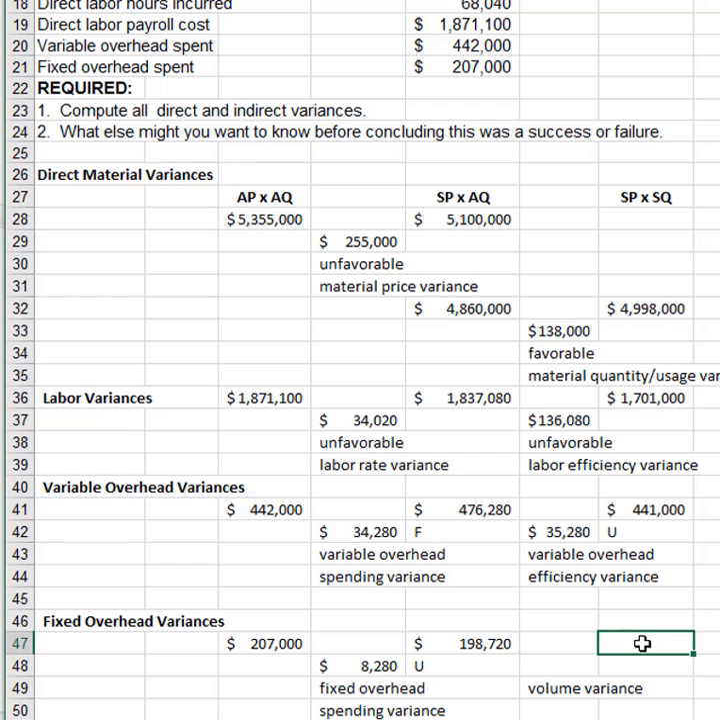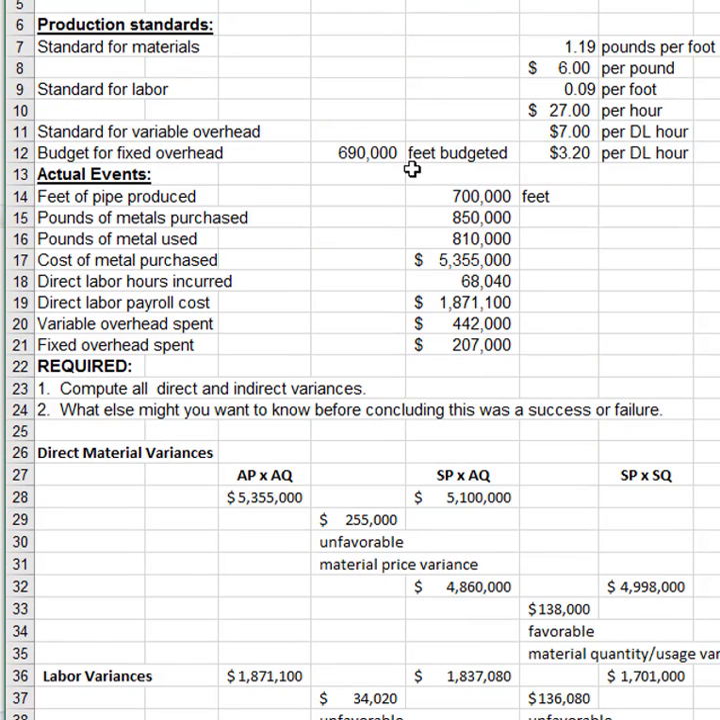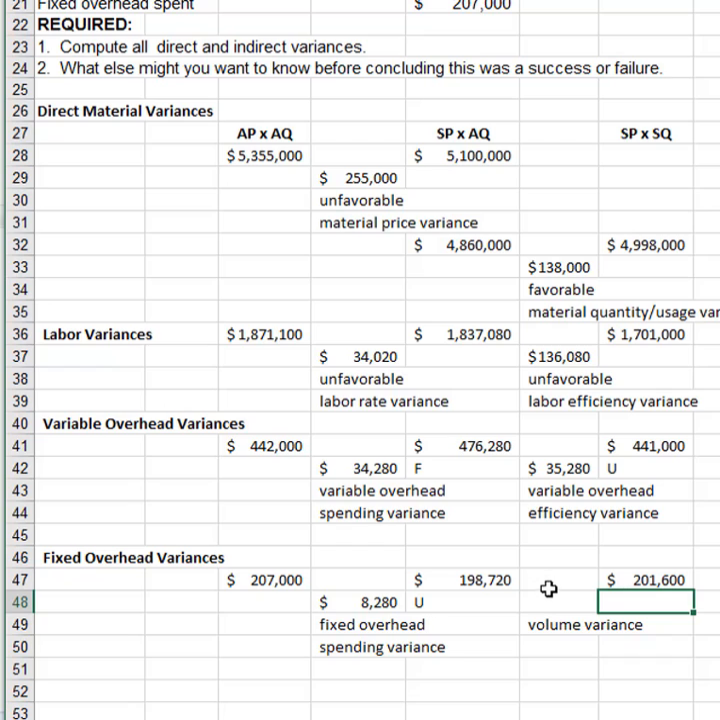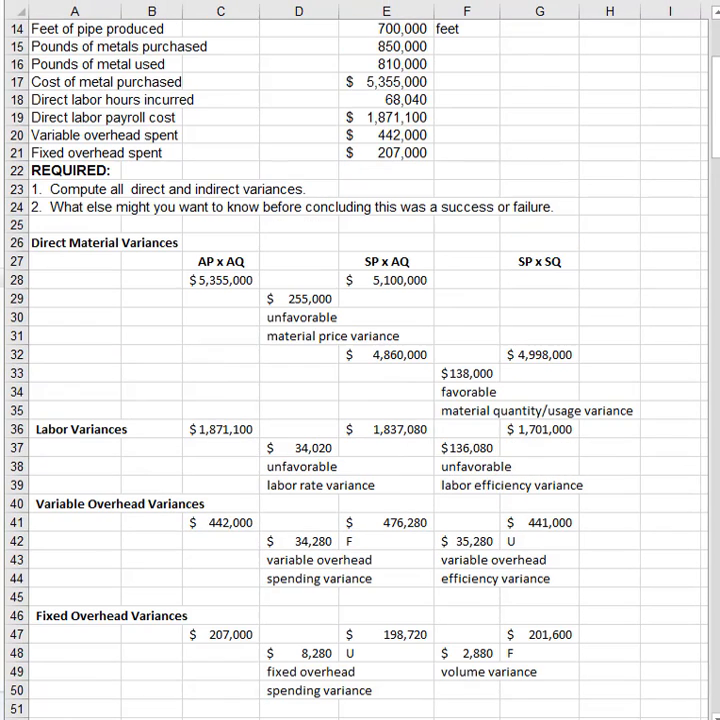Now for volume variance, this is based on direct labor hours. So for the 700 feet, we would have had that much in labor hours times that fixed overhead rate. And so we're going to have a favorable volume variance because the volume was higher. Actual volume was higher than what was budgeted. They have 700 feet, budgeted 690.